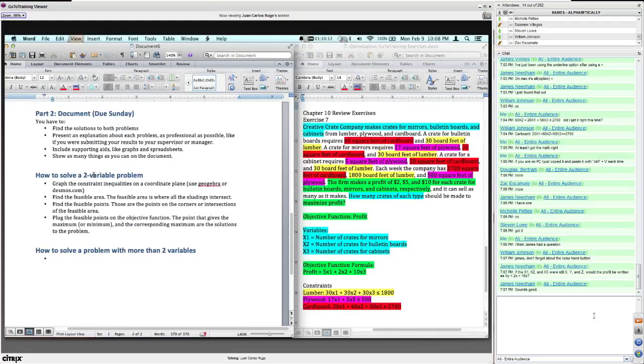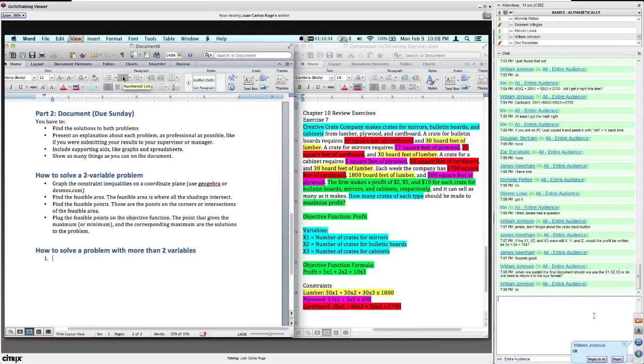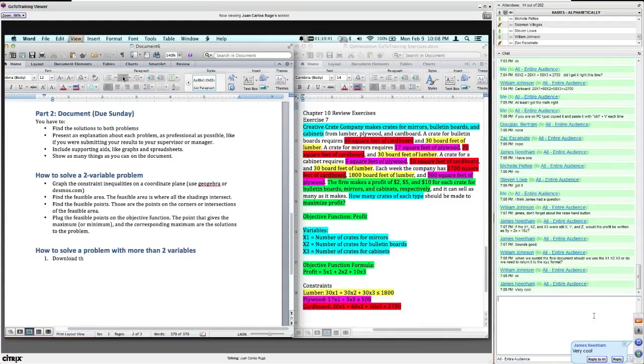Okay, guys, for the second part, so many steps. You can use XYZ or X1, X2, X3 if you want. It doesn't matter. Recommendation, numbering. So first step: download the Excel template provided on the assignment, on assignment 2.4.